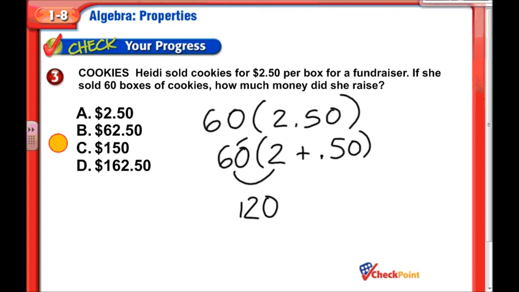And then 60 times that second number in parentheses, the 50 cents. Well, 60 times 50 cents, you know what that is? That's $30. If you bought 60 items that were 50 cents each, that would cost you $30 because each one is half of a dollar. Now 120 plus 30 is of course 150. And there we go.